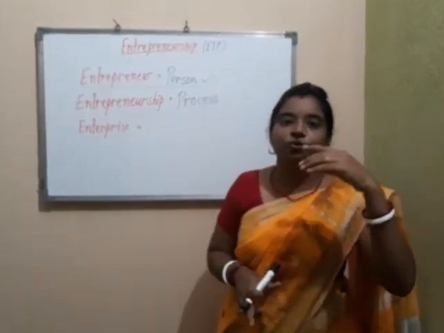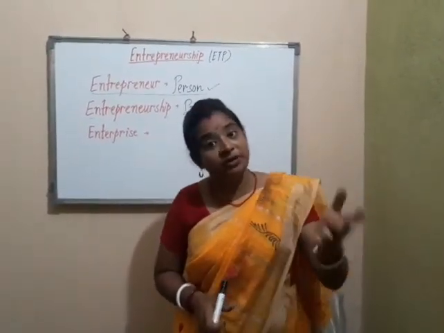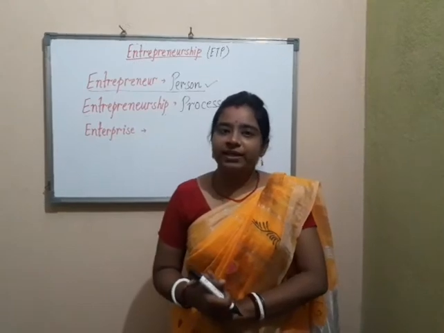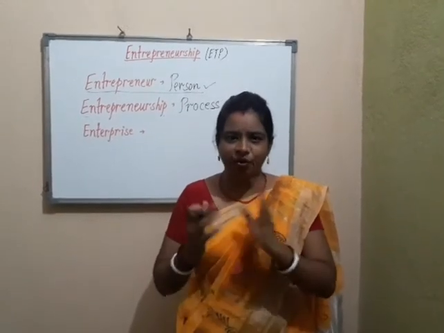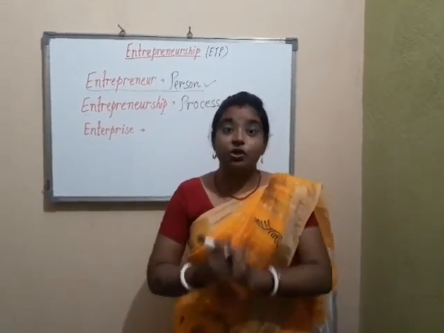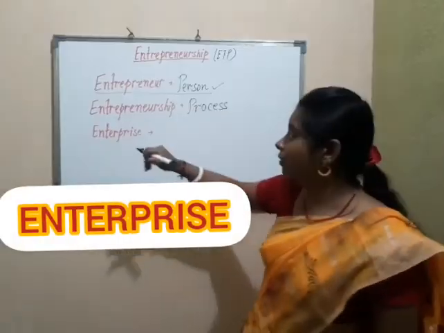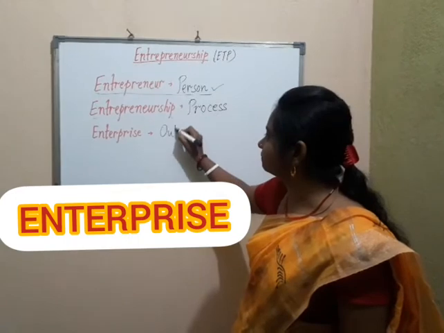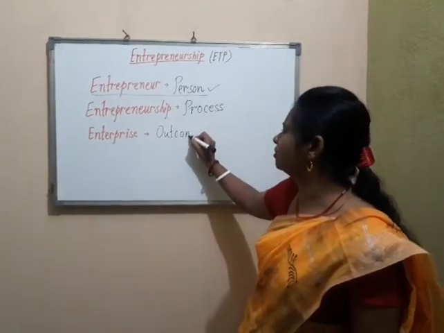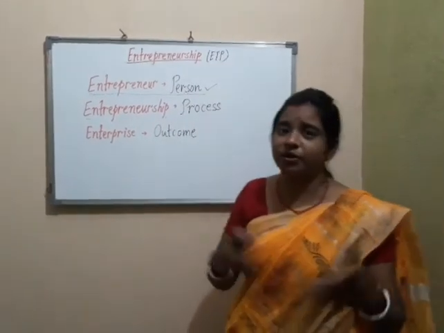So when we do any action, when we perform different activities, what do we get? We get some result, some output, some outcome, right? So that final result is called enterprise. Now this is actually the outcome. You can call it output, outcome, result, whatever you say.